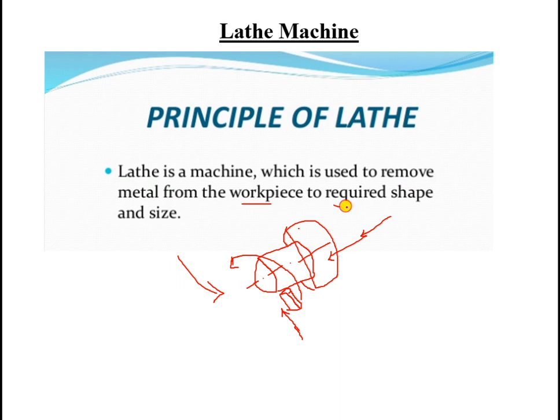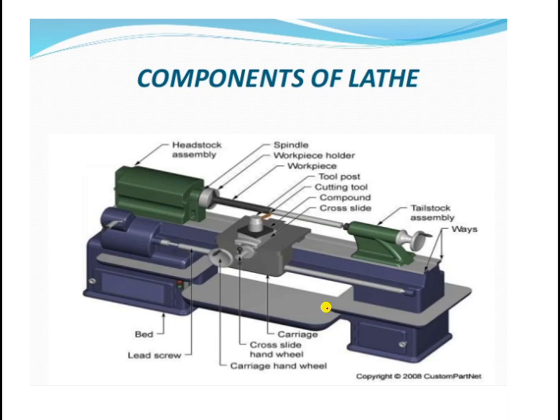For what purpose? To get the required shape and size. From which are we removing this material? Removal will take place with the help of this particular tool. So this is the principle. This is a figure. This is not an actual lathe machine, but a diagrammatic representation which will show you what the various components of it are. This video is only explaining you the same thing.